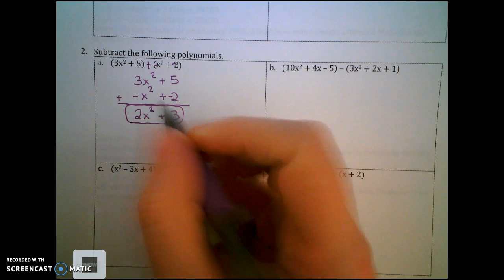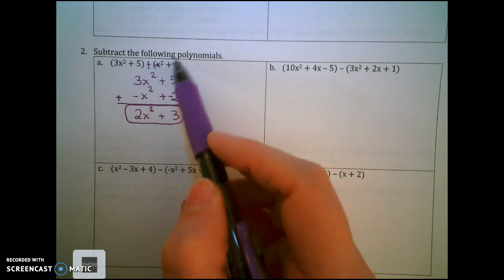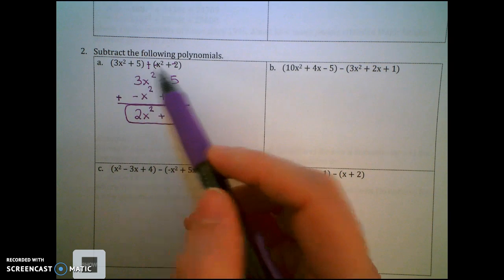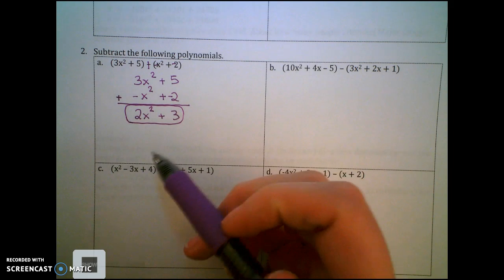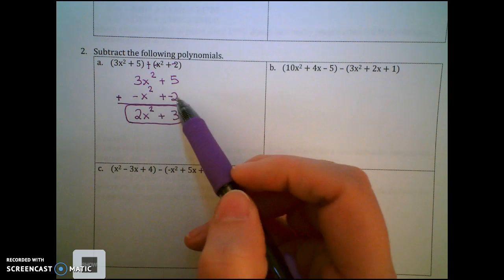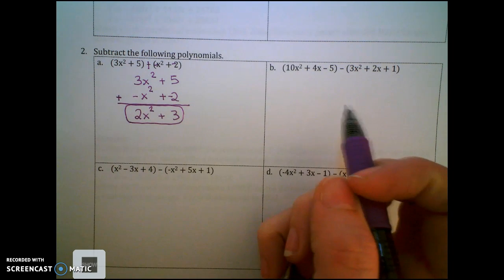So there's my answer. And if I were to look at this and just leave it as a negative, I would have 3x squared minus x squared. Well, 3 minus 1 is 2. And then 5 minus 2 is 3. But when I change this to a positive and change all of these signs around, it can help a little bit when my polynomials get a lot bigger.